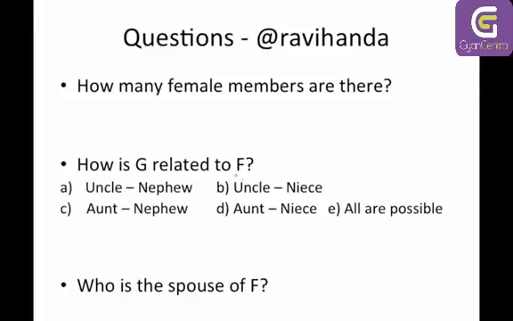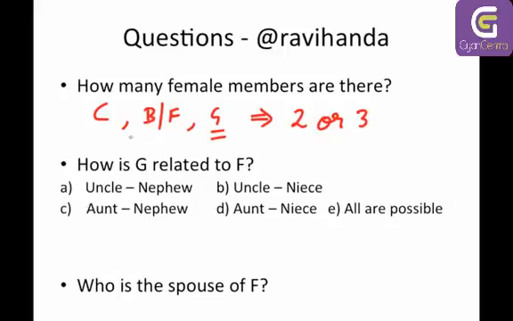What I can say is that definitely C is a female. What else can I say? I can say that B and F are married to each other. So one of them will be a female, and also G may or may not be a female. So what will be my answer? How many female members are there? There are 2 or 3 female members.